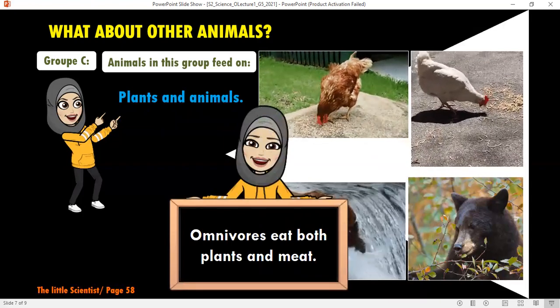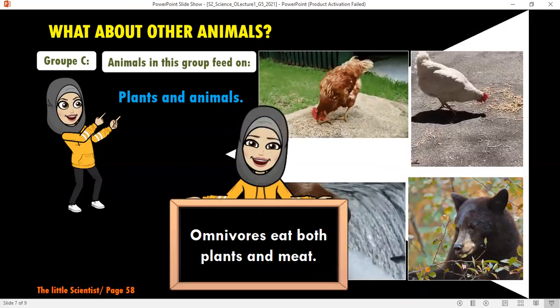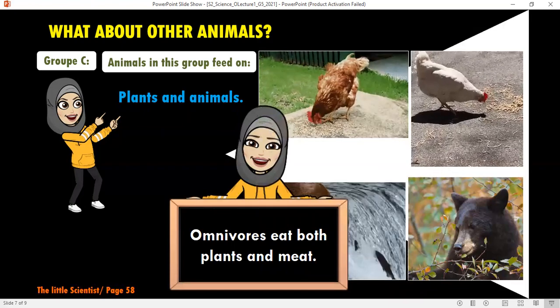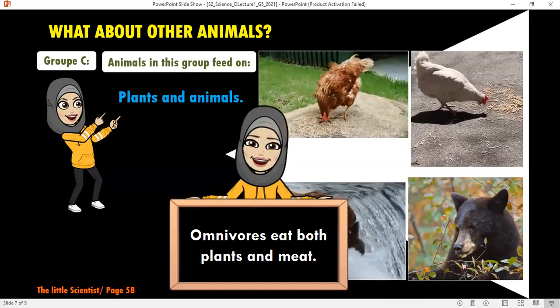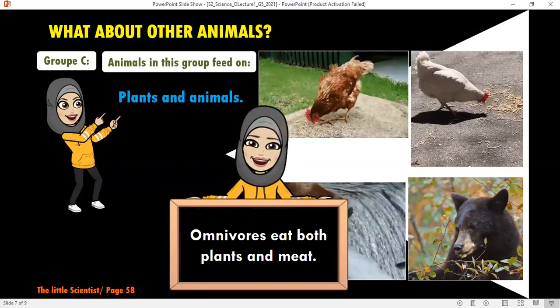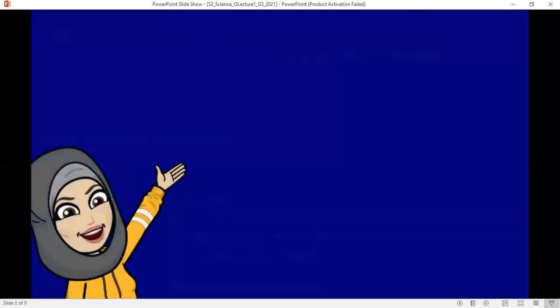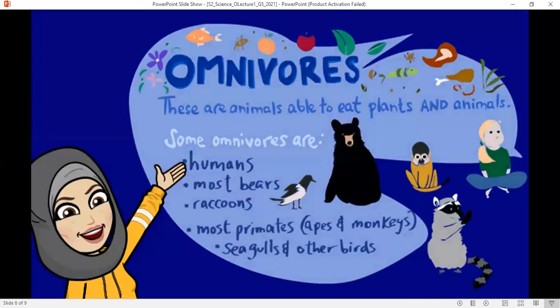We eat both plants and animals. When an animal feeds on both plants and animals, we consider it as an omnivore. Omnivorous animals are able to eat plants and animals like humans, like monkeys, like some birds.